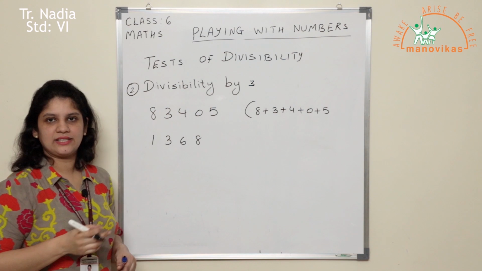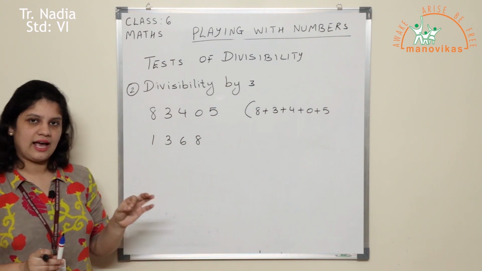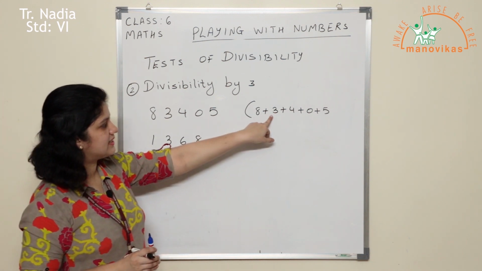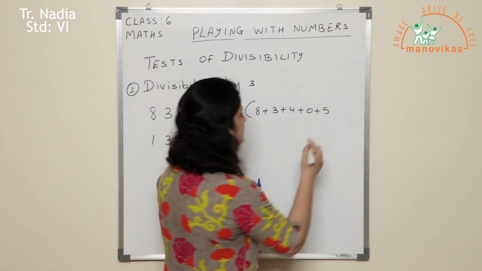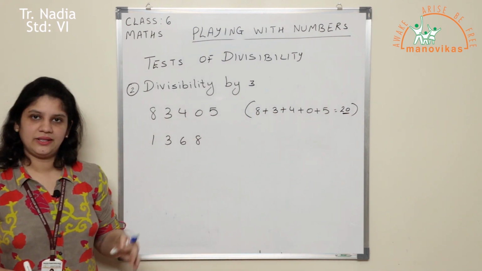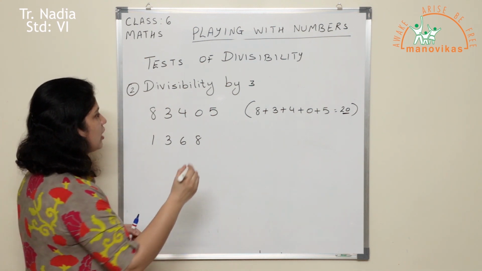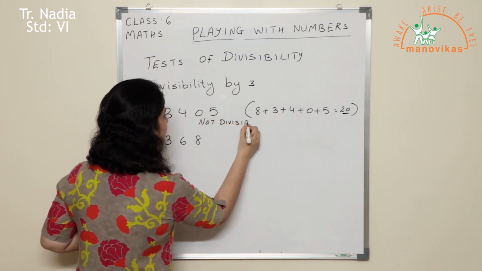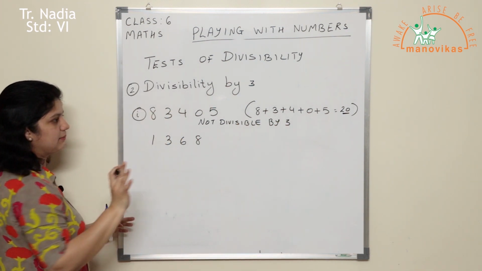When you are solving sums based on divisibility by 3, please show this step in the rough column. Show the addition of the digits and the answer that you get. Okay, so if I add the digits, what is the answer that I get? 8 plus 3 is 11, 11 plus 4 is 15, 15 plus 0 is 15, plus another 5 is 20. So the total is 20. Now children, does the number 20 come in the 3 times table? Is 20 a multiple of 3? No, it isn't a multiple of 3. So I will say this number is not divisible by 3. Okay, so this number is not divisible by 3.